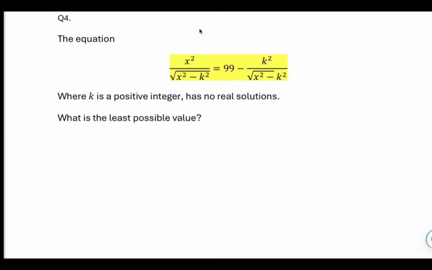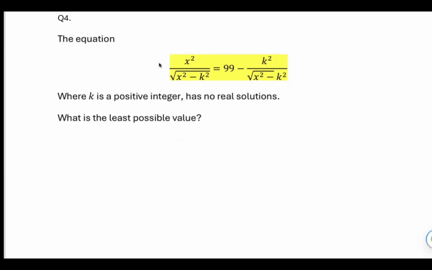Question 4 looked complicated. You can do algebra in Desmos, but I think Desmos wins, so we're going to do the Desmos. If you want to know more about the algebra, put it in the comment. I will make a video where I will solve it for you. But this function is all Desmos.